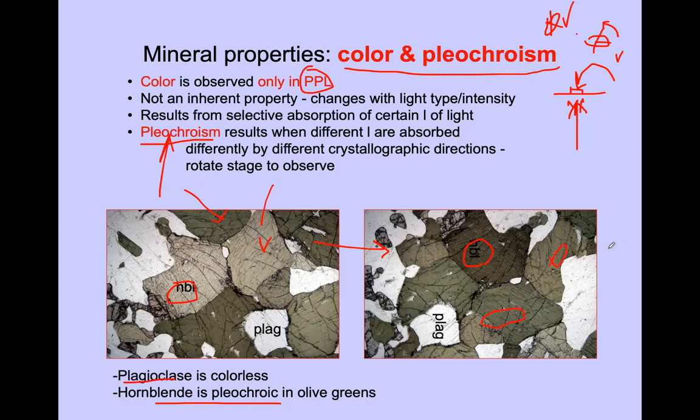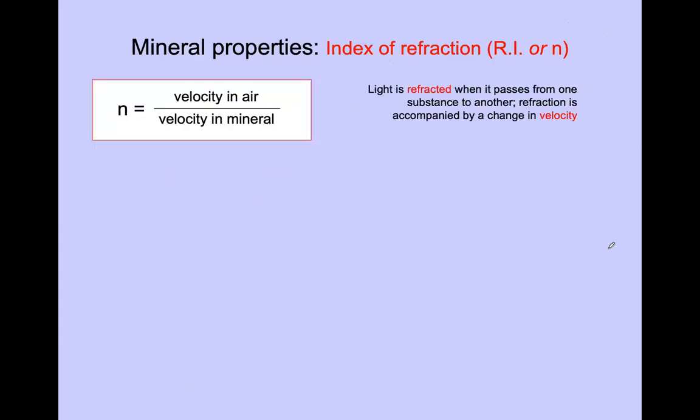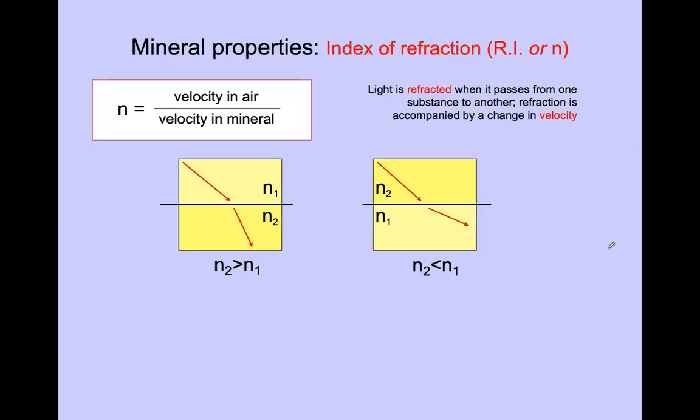You can see them in the lab. There will be a lot of examples with different samples. You will see them physically there. So color and pleochroism are important for us to identify the minerals.